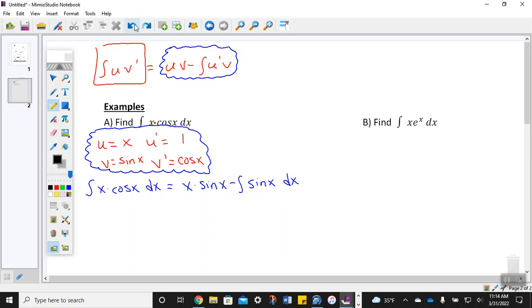But yeah, the antiderivative of sine, guys. I know I'm asking a lot to remember derivative, antiderivative, but what's the antiderivative of sine? Negative cosine. Negative cosine, okay? So if I go negative cosine, this becomes the following, friends.